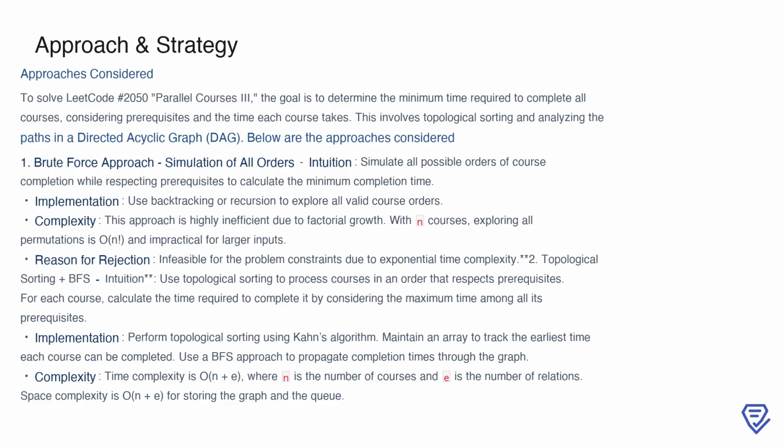Another approach leverages topological sorting combined with a breadth-first search, or BFS. By processing courses in a topological order, we can calculate the earliest time each course can be completed, using the maximum time among its prerequisites. This method significantly improves efficiency, with a complexity of O(n + E), where n is the number of courses and E is the number of prerequisites. While effective, it requires careful management of dependencies to ensure correctness.